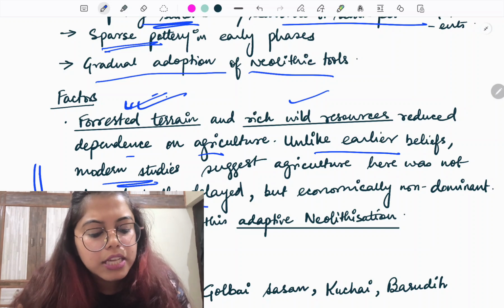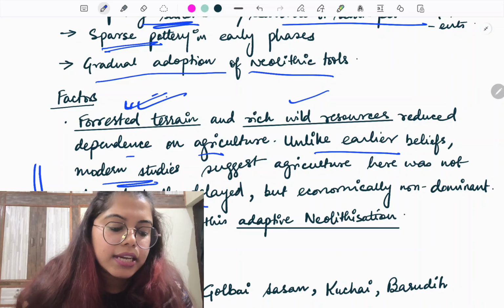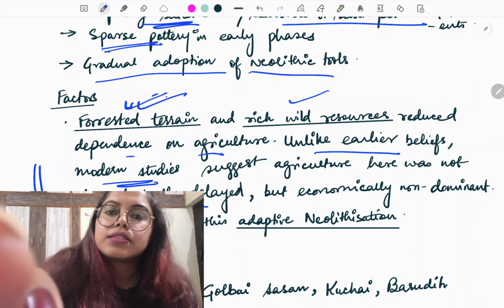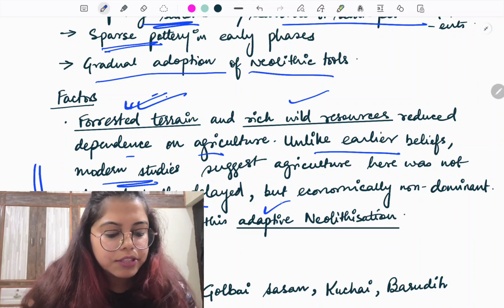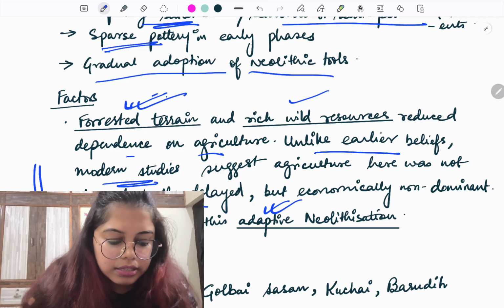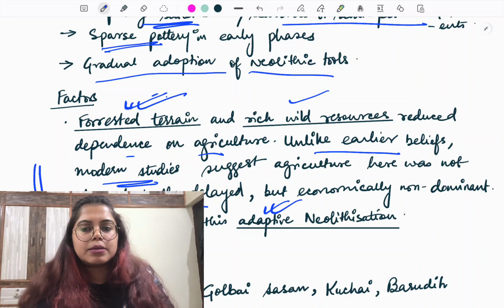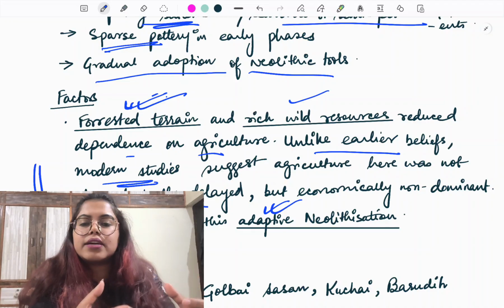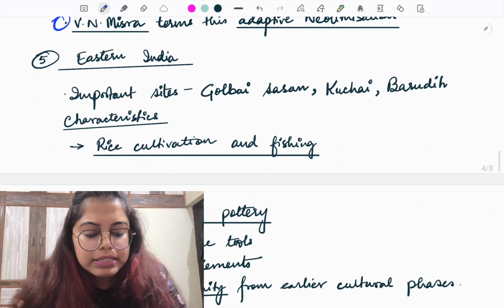Unlike the earlier beliefs, modern studies suggest that agriculture here was not chronologically delayed, but it was economically non-dominant. मतलब उतना ज़्यादा हमें ज़रूरत नहीं था at that point of time. V.N. Mishra, he has given the opinion that terms this as adaptive neolithization. मतलब कि resources वगैरह available था, but gradually Neolithic condition, मतलब gradual development of Neolithism. Okay, so just this much.